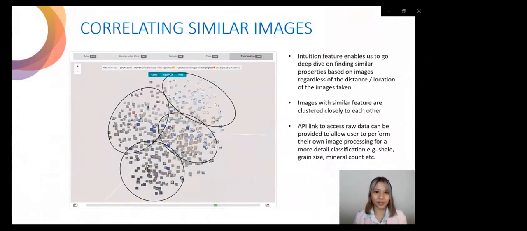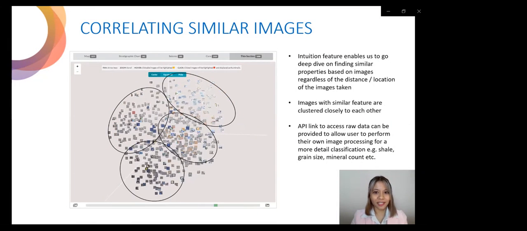There's also another way to correlate the images from different reports and different wells. In ElasticDocs, there's this one feature called intuition, which enables us to deep dive on finding similar properties based on image, regardless of the distance or location of the image taken. So basically, these images with similar features are clustered closely to each other, as shown in the picture here.